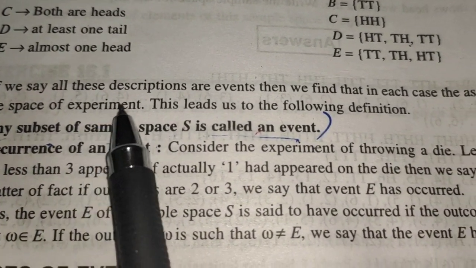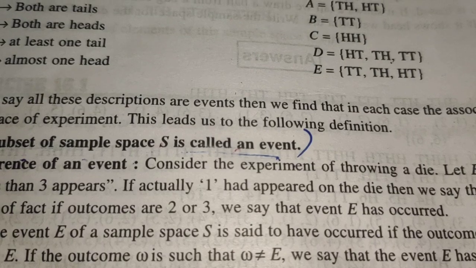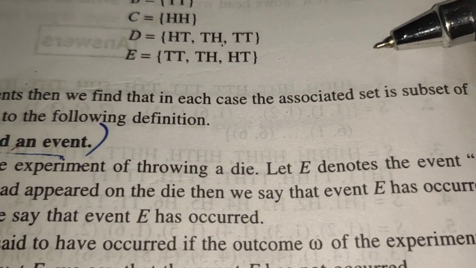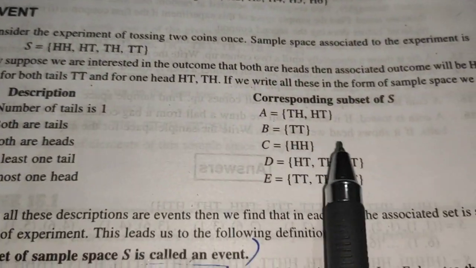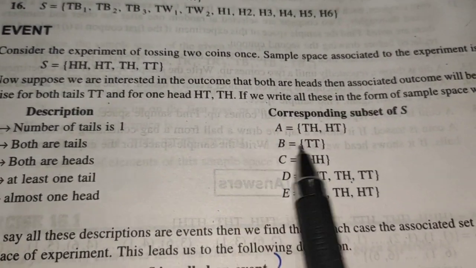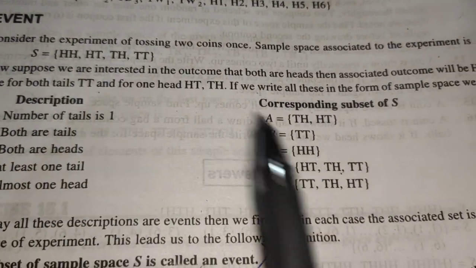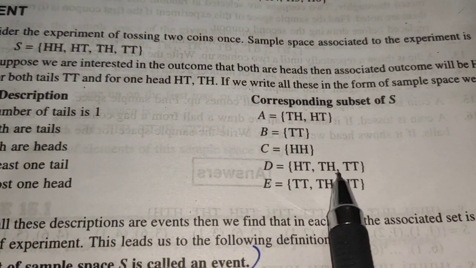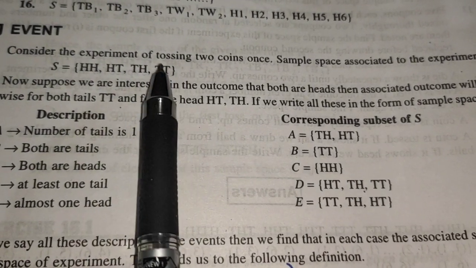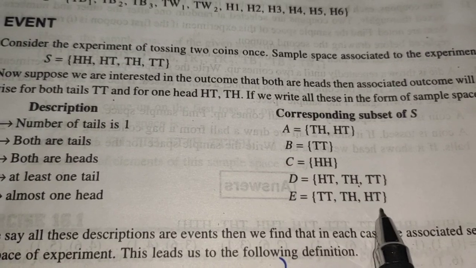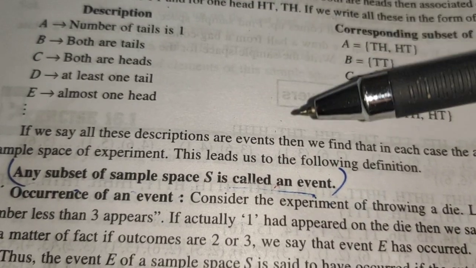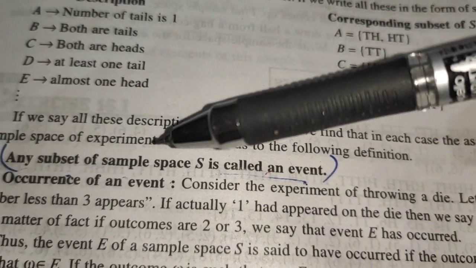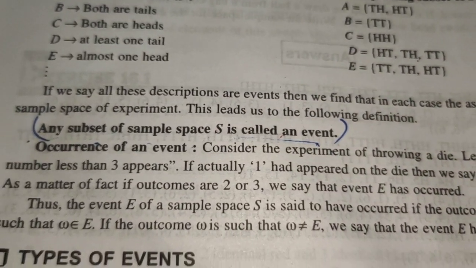Now if we say all these descriptions are events, then we find that in each case the associated set is a subset of the sample space of the experiment. Why? Because you can see here that the sample space consists of all these elements: HH, HT, TH, TT. So what is the meaning of an event? An event is a subset of the sample space, and a subset of sample space S is called an event. This is the definition of an event.